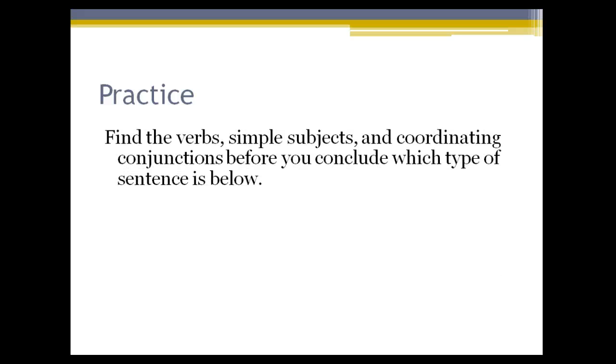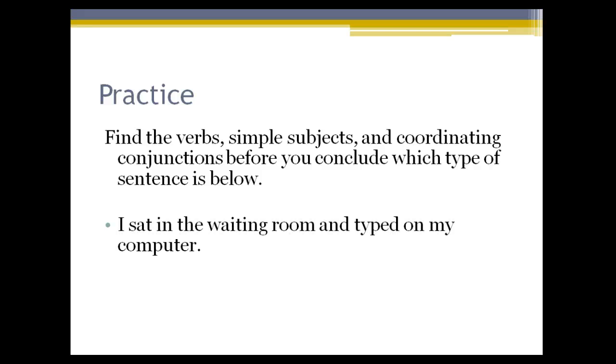Let's look at some examples here. Start by finding the verbs, simple subjects, and coordinating conjunctions before you conclude which type of sentence is below. Do not simply look at the length of a sentence to decide which type of sentence it is for anything in this chapter. I sat in the waiting room and typed on my computer. All right, verbs. We have sat and we have typed. Simple subjects. I sat. All right. Who typed? I typed. Except I is all the way over here again. That means only one simple subject.